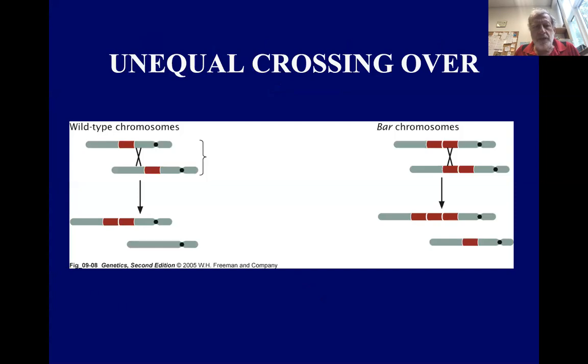So let's look at a picture of these things. So here are a couple of wild-type chromosomes in the upper left that have misaligned, and they undergo crossing over, and the red region's deleted in one and duplicated in the other homologue, and that forms the bar allele. And then if these bar chromosomes misalign again, they can form the double bar allele, which is 3 copies of the gene.